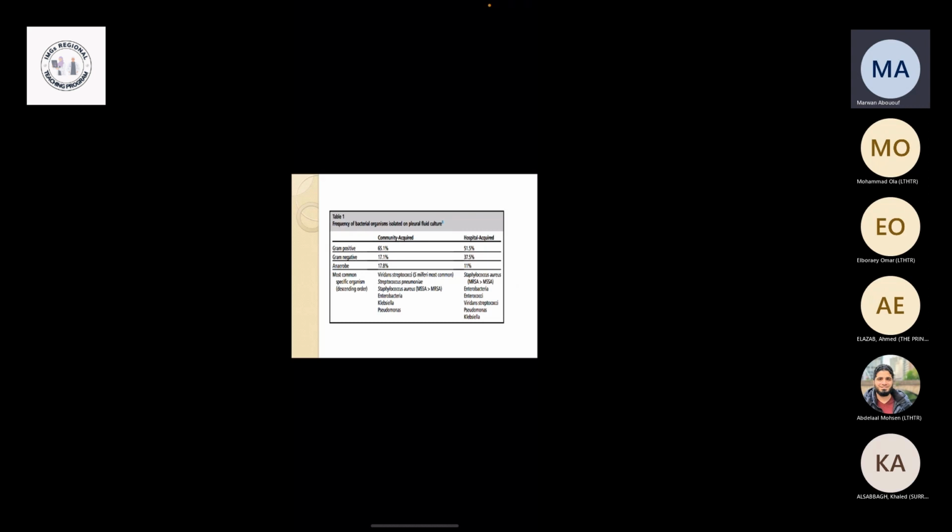This concludes that gram-positive organisms are more commonly isolated from the pleural fluid, whether community or hospital acquired, followed by gram-negative. The gram-negative is very low in the community, but very high in hospital acquired infection, and anaerobic infection is also high in community acquired, like the gram-positive. And as we have previously said, the most common organism is Streptococcus viridans in the community and Staph aureus in the hospital.